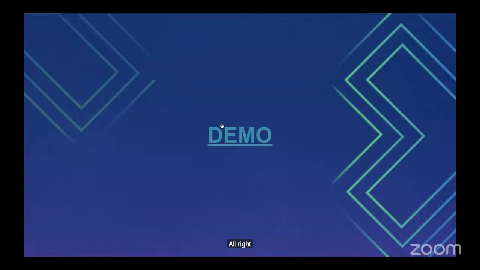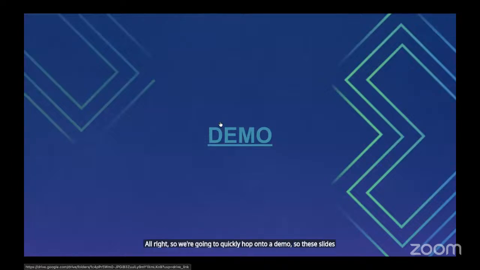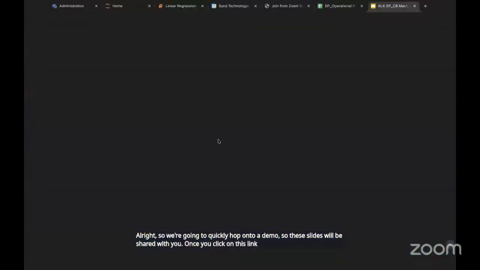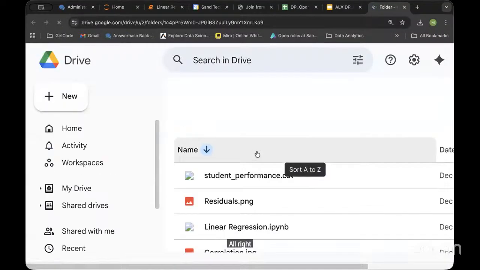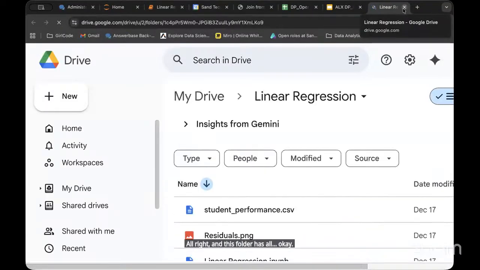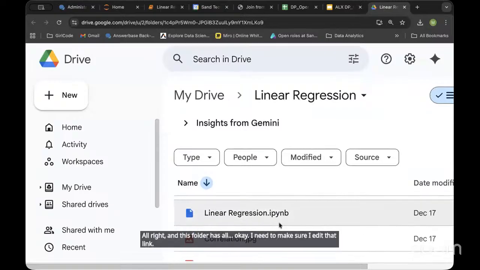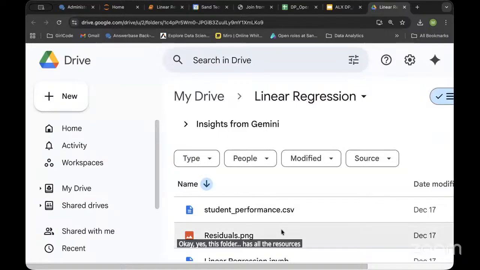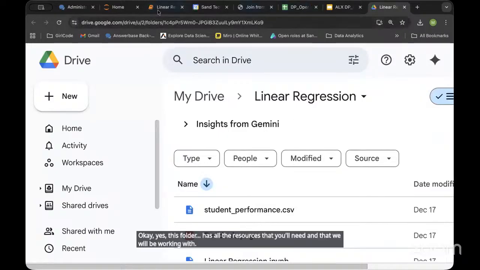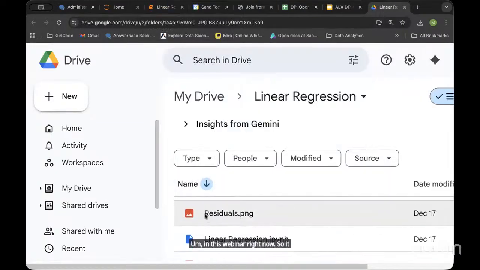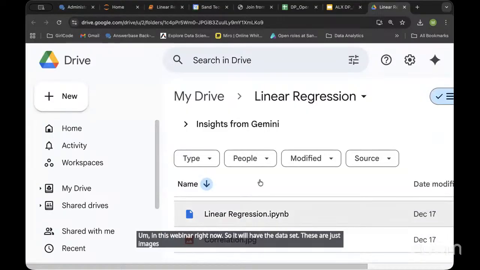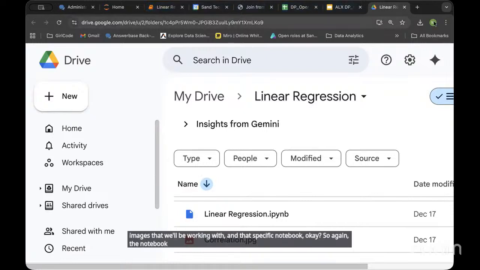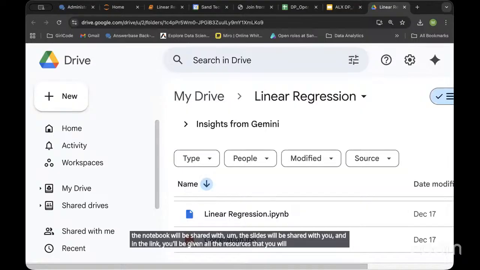All right, so we're going to quickly hop onto a demo. These slides will be shared with you. Once you click on this link, it's going to take you to a folder. This folder has all the resources that you'll need and that we will be working with in this webinar right now. It will have the data set, the images that we'll be working with, and that specific notebook. So the notebook and the slides will be shared with you, and in the link you'll be given all the resources that you will need.